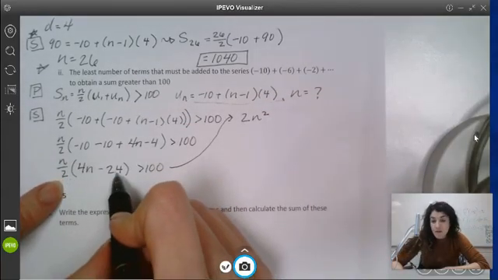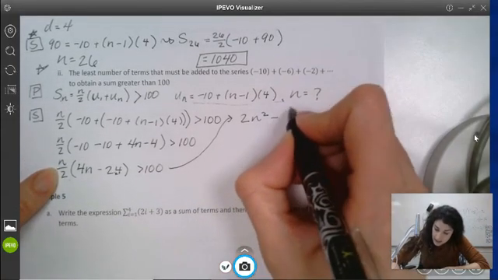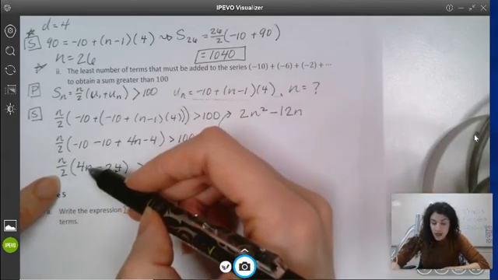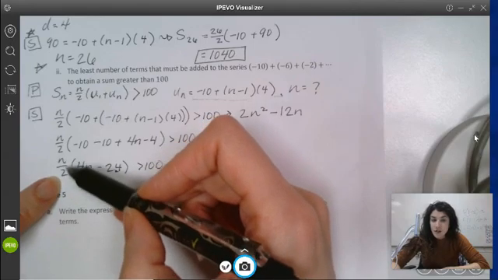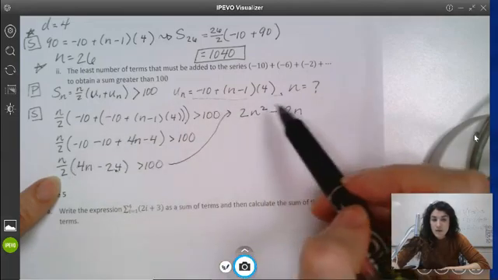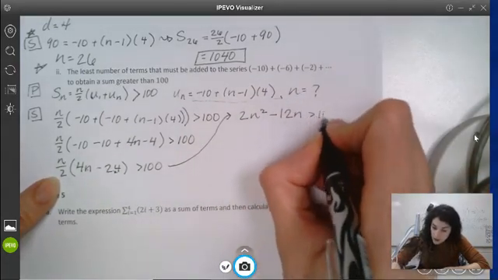2 divides out with this 24 to make it 12, and then that n multiplies there, so that's minus 12n. You can think of this as 4n squared over 2, and then the 4 in front of the n squared and the 2 cancel out to 2n squared. Same with 24n over 2, which would simplify down to negative 12n. And it's all greater than 100.